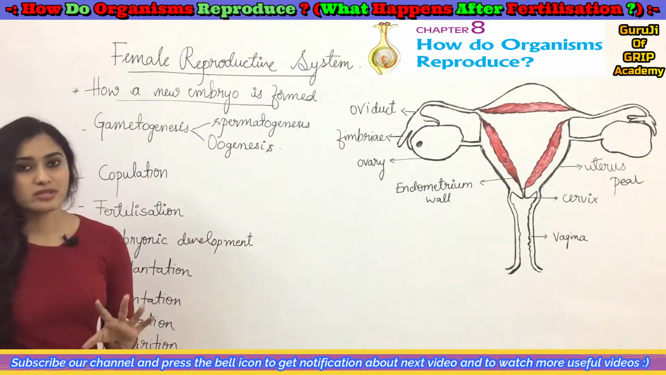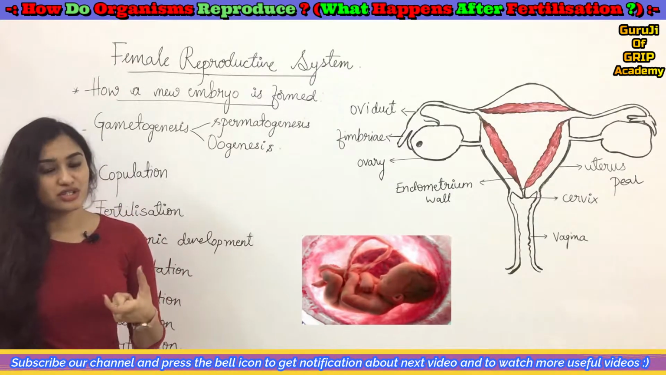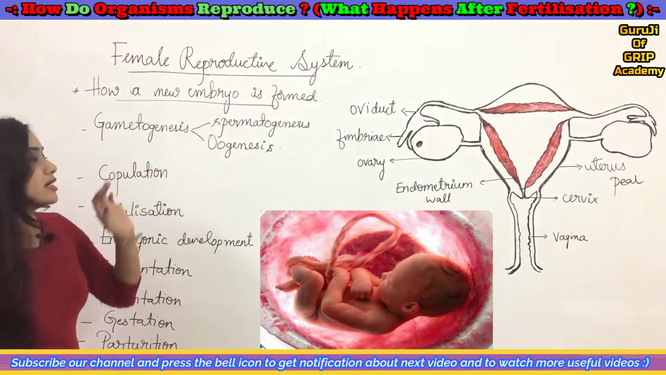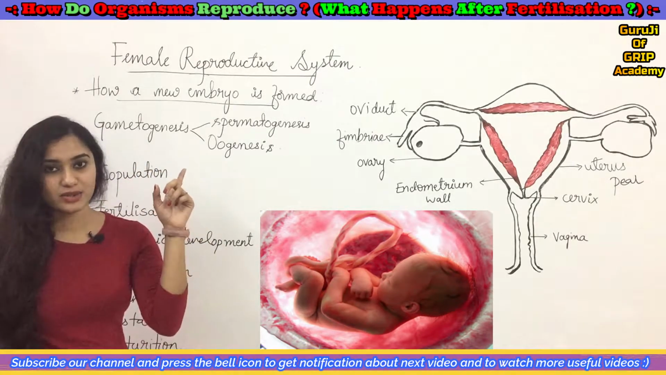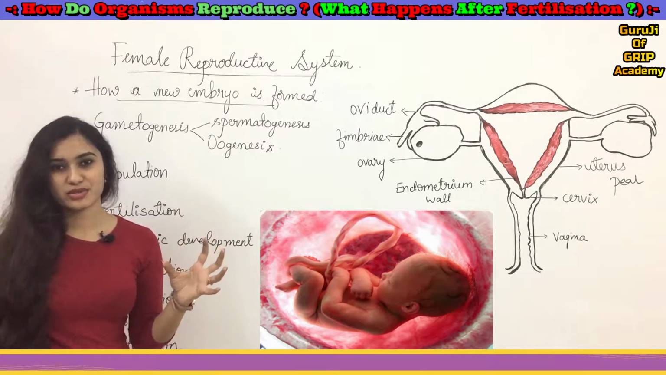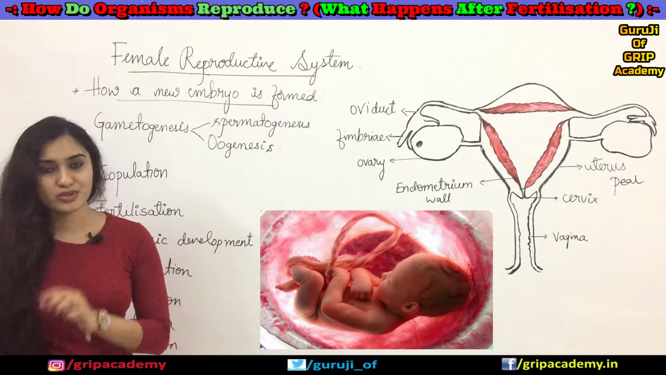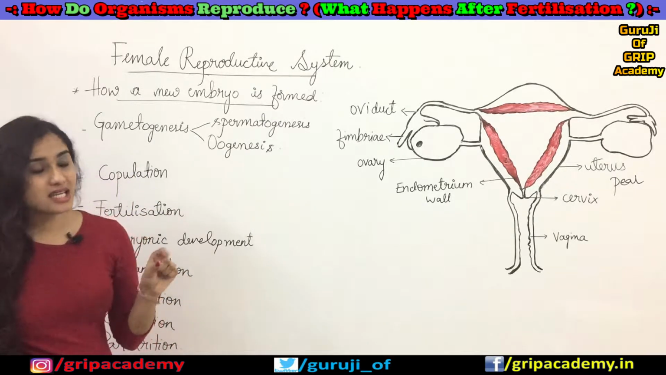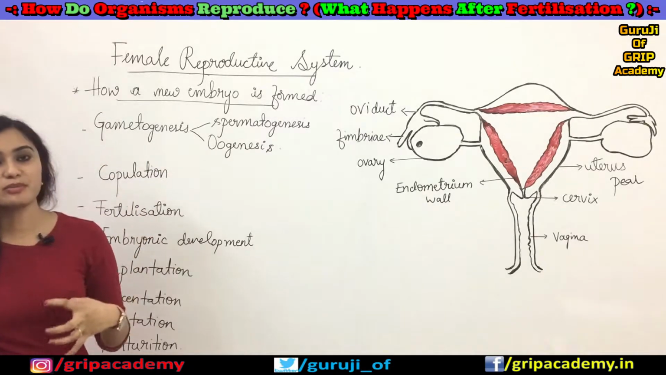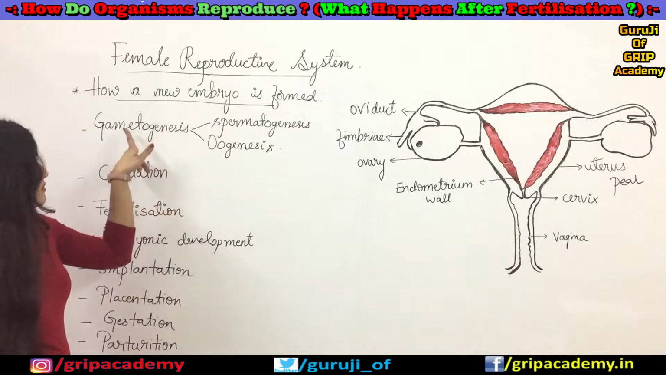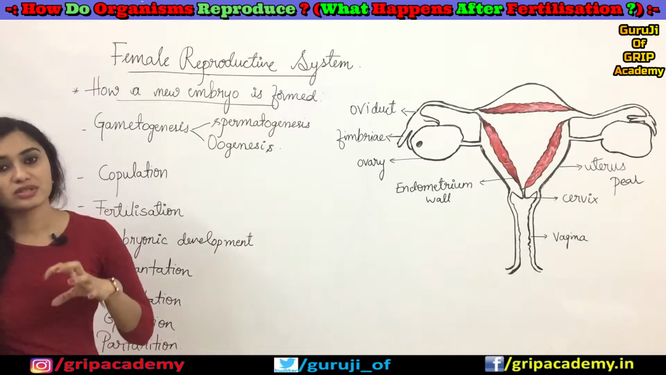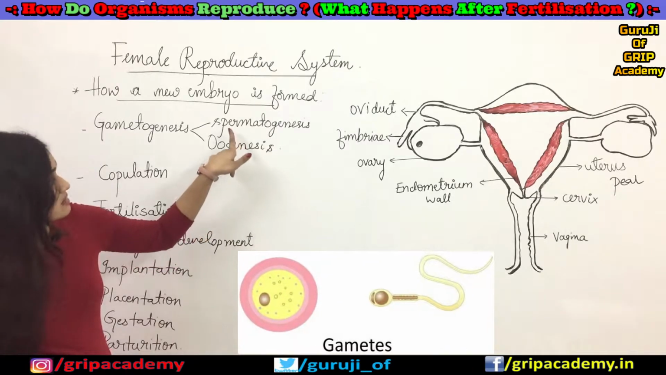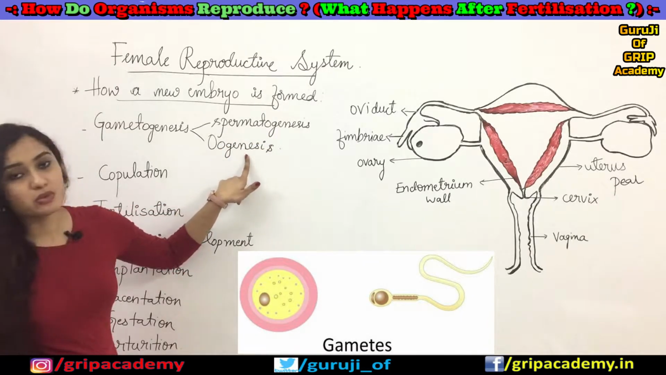Okay, so the first process in the generation of a new individual is gametogenesis. Earlier I had told you, right, the gametes have to get produced, then only a new individual can be formed. So this is the basic first step in sexual reproduction, gametogenesis, nothing but the production. Genesis always refers to generation, or the production of gametes. So it is of two types. One is spermatogenesis, another one is oogenesis.